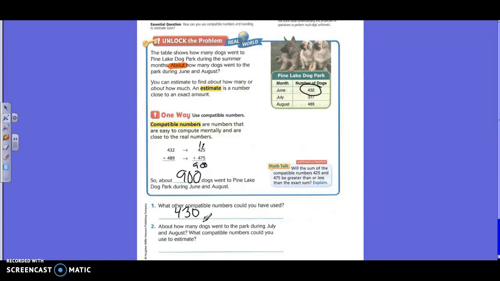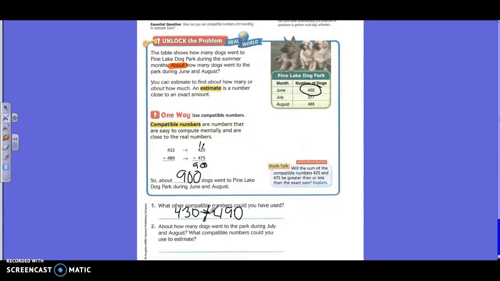Maybe 485. Can you think of an easier one? 480. Maybe 480. 490 is rounding to the nearest 10. Okay. So those could have been a little easier. We can make this a plus sign instead. We could have done that. Okay. We may have even been able to do the nearest 100.